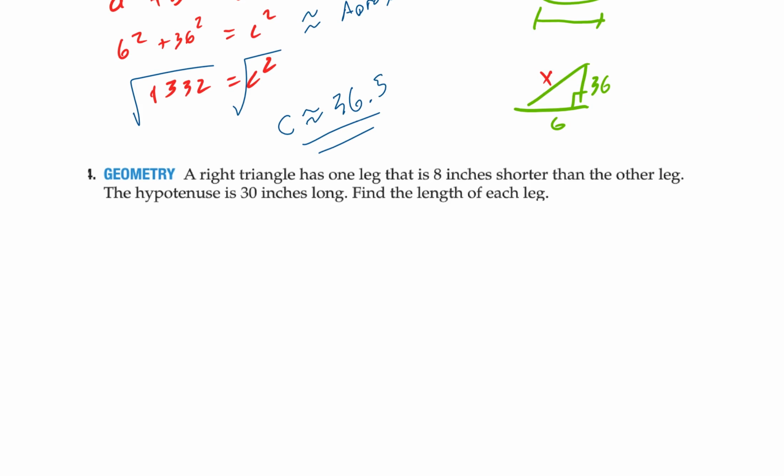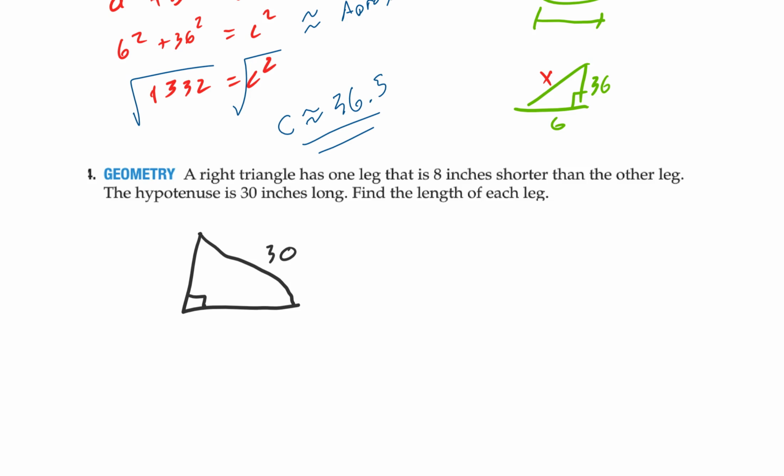Last one. A right triangle has one leg that is 8 inches shorter than the other leg. The hypotenuse is 30 inches long. Find the length of each leg. Ooh, this is fun. So the hypotenuse is 30 inches long. A triangle has one leg that is 8 inches shorter than the other leg.